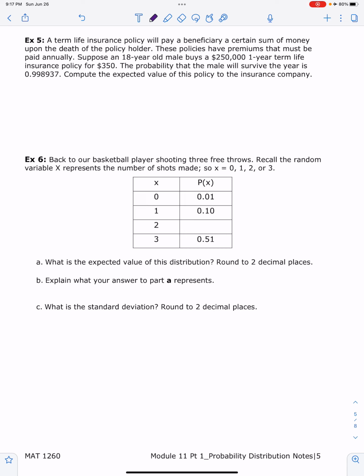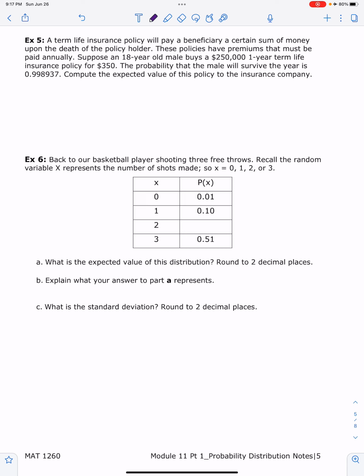We've got a term life insurance policy that pays the beneficiary a certain sum of money upon the death of the policyholder. So, we have premiums that must be paid annually. Suppose an 18-year-old male buys a $250,000 one-year term life insurance policy for $350. The probability that the male will survive the year is 0.998937. We want to compute the expected value of the policy to the insurance company.